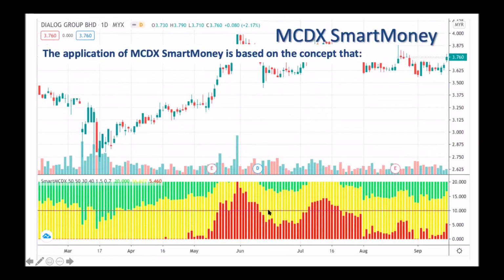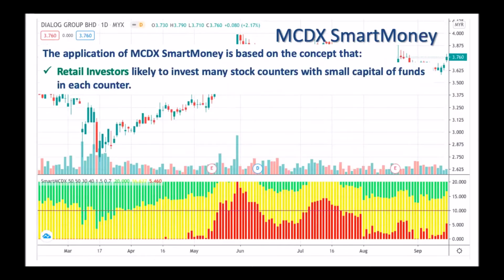So this MCDX smart money is based on the concept that retail investors like us, Sanhu, are likely to invest in many stock counters. Which logic? Because there are so many retail investors.